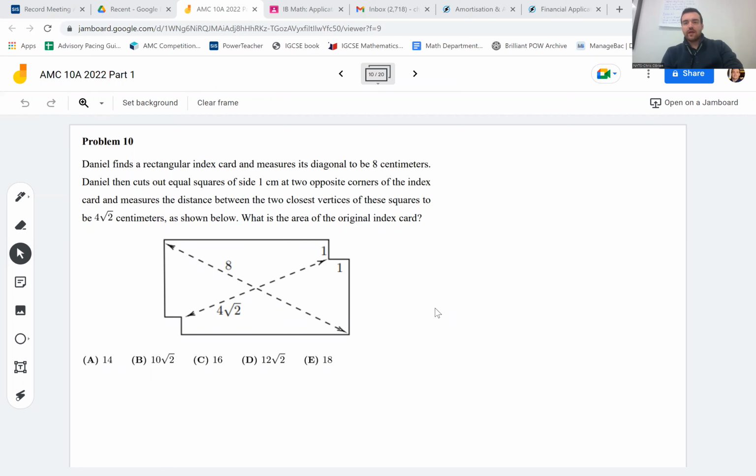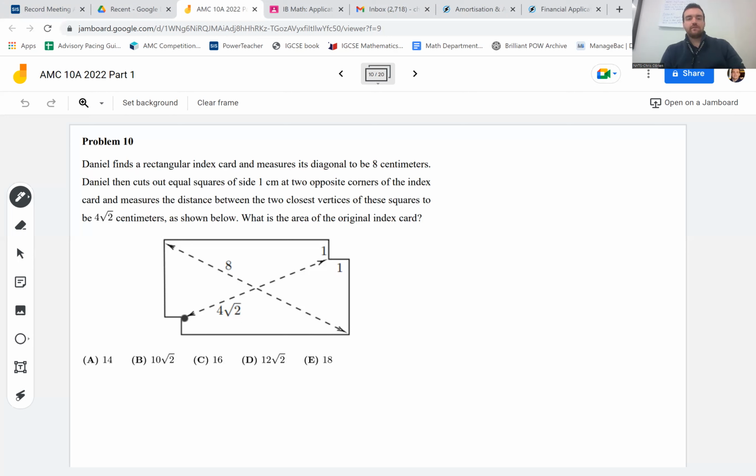So we're now going over AMC 10A 2022 problem number 10. This one says Daniel finds a rectangular index card and measures its diagonal to be 8 centimeters. Daniel then cuts out equal squares of side 1 centimeter at two opposite corners of the index card and measures the distance between the two closest vertices of these squares to be 4 square root 2 centimeters, as shown below. What is the area of the original index card?